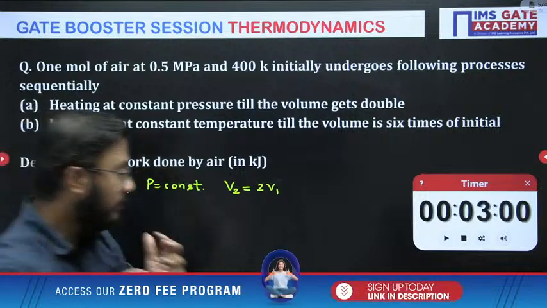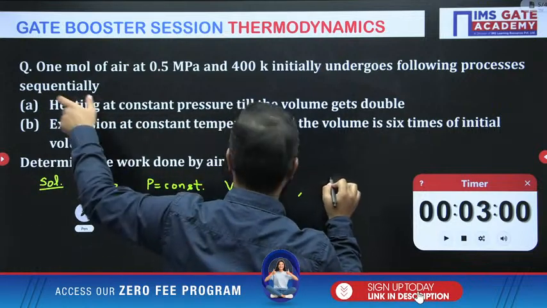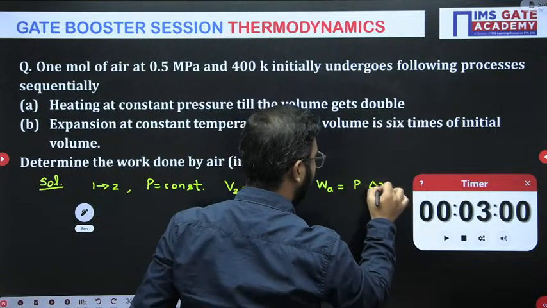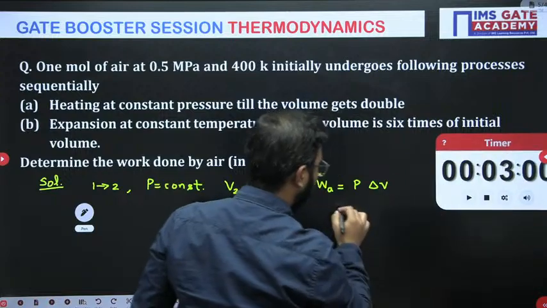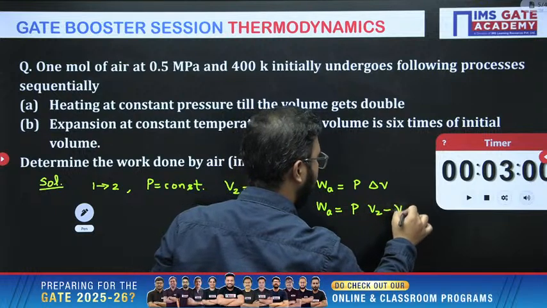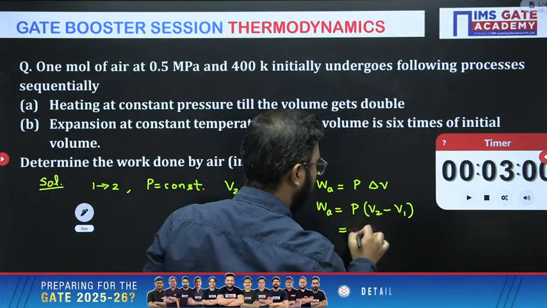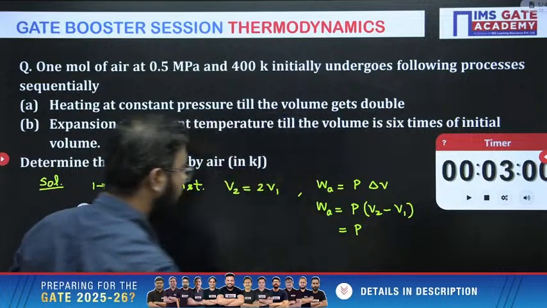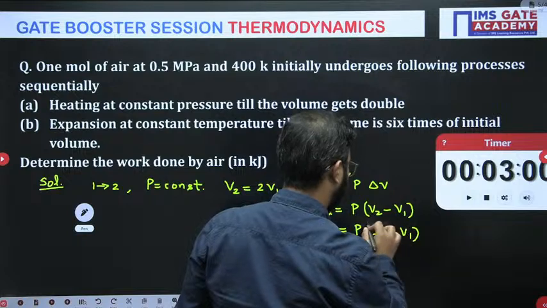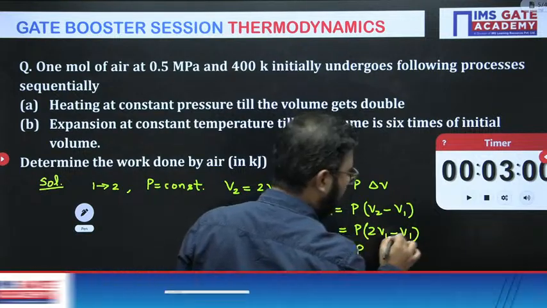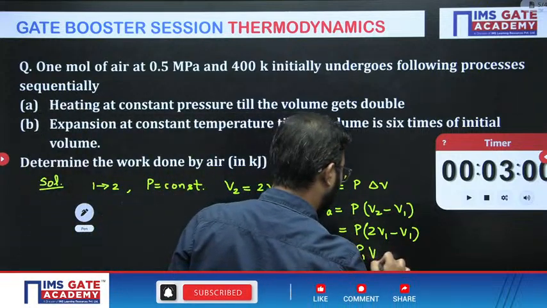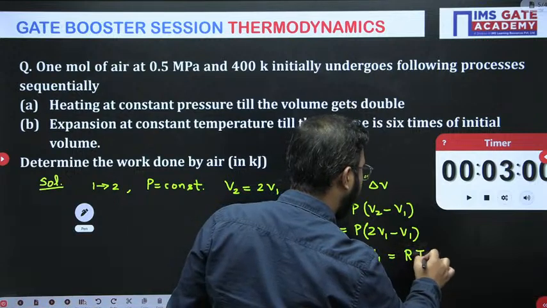Now, how will you write the work done? This is process A. The work done for process A is P into delta V, which means P into (V2 minus V1). What is V2? Twice V1. So that will be P into V1. Since the pressure is constant, I can simply write P1 V1, or simply R T1.